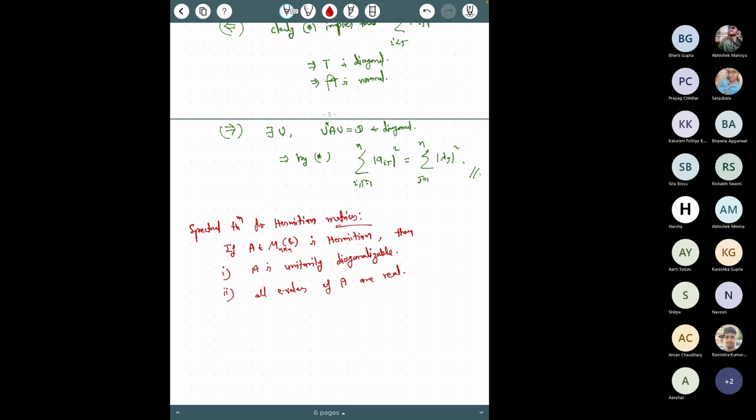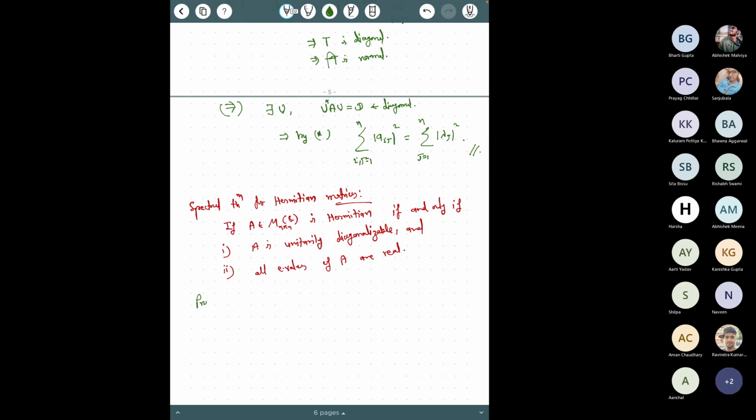If A is Hermitian, then this holds, and if these two conditions are true, then you can show that A is Hermitian. So this is an if and only if: A is Hermitian if and only if A is unitarily diagonalizable and all eigenvalues of A are real. This result is known as the spectral theorem for Hermitian matrices, and it follows from the previous result, the spectral theorem for normal matrices.